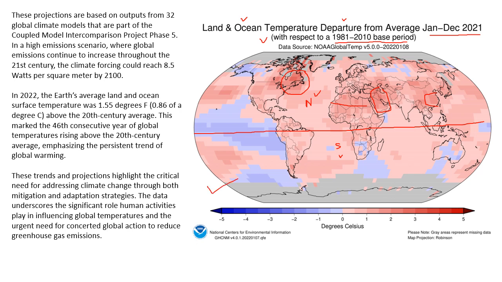If we divide land and ocean areas, in the ocean areas the temperature is towards the negative side, as you can see here in the Pacific Ocean and parts of the Indian Ocean.